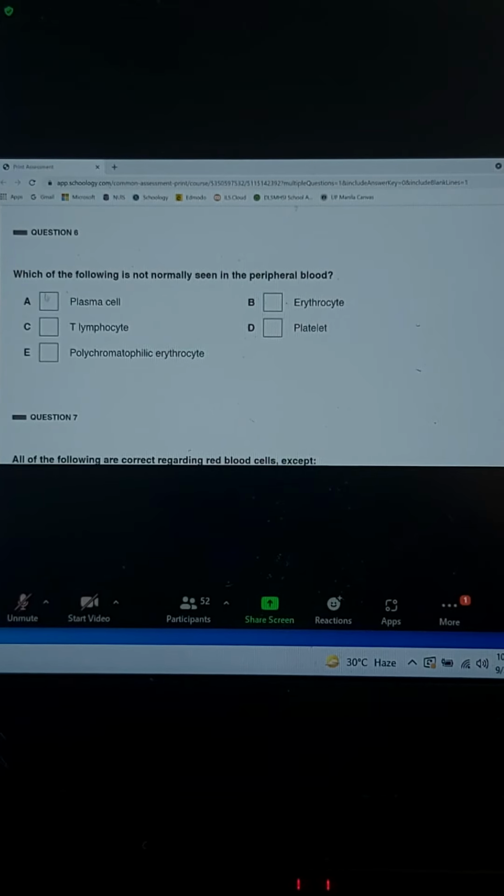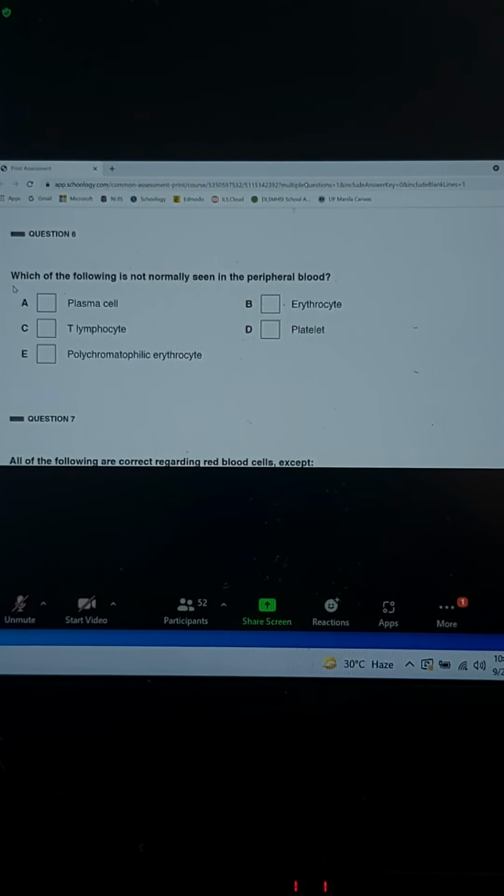So again, correct answer for 6 is letter A, plasma cell. Hindi siya makikita sa circulation. Makikita siya sa bone marrow, saka sa mga lymphoid organs.